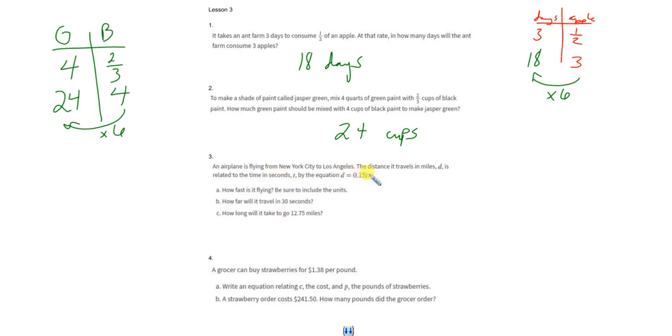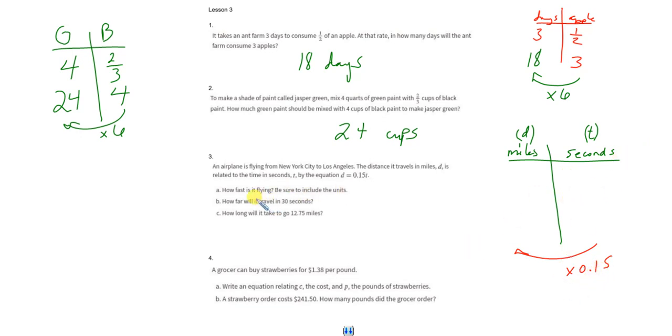An airplane's flying from New York to Los Angeles. The distance it travels in miles. Oh, we've got another table here. We've got miles on one side, which they're going to call D. And that's related to time in seconds, so we've got seconds in terms of T, so T is for time. And the equation says that to find the D's, we can multiply the T's by 0.15. So I already know this much about my situation. It's nice to have the table already set up.